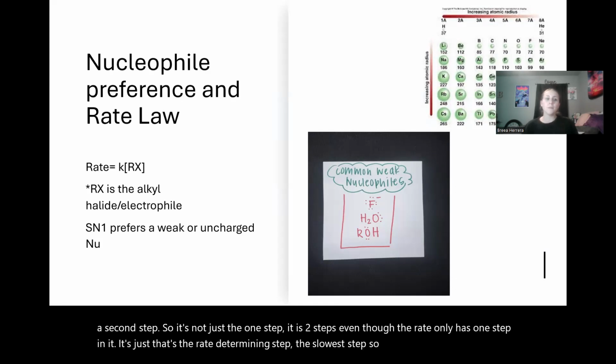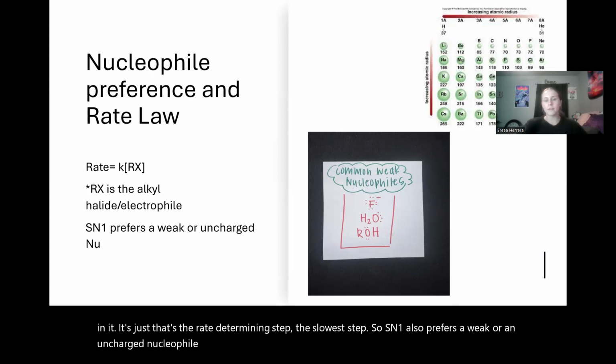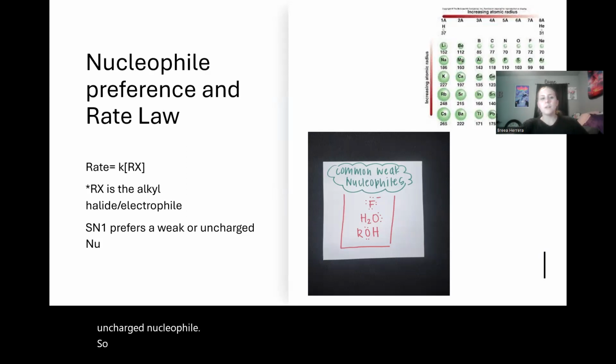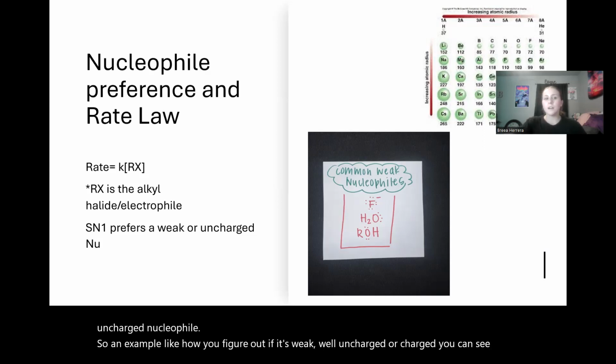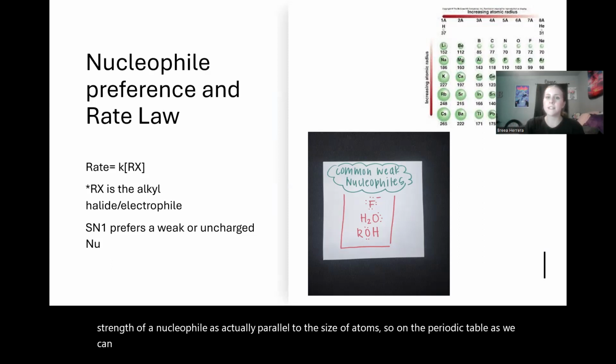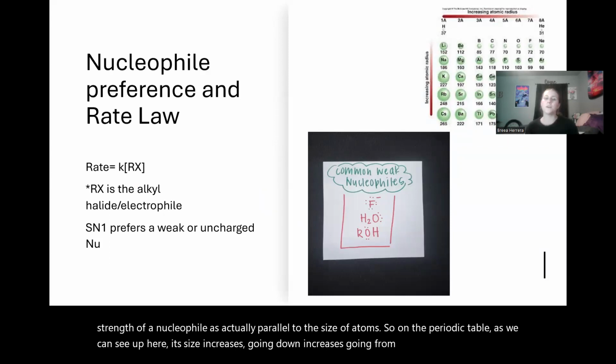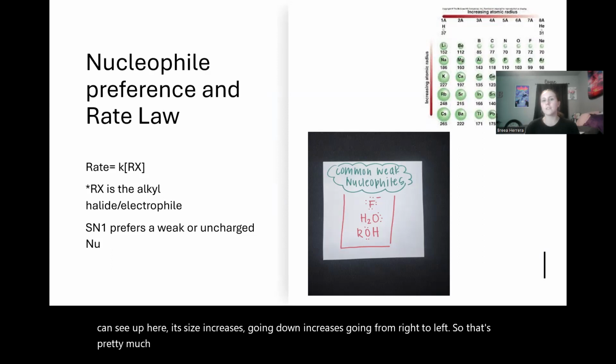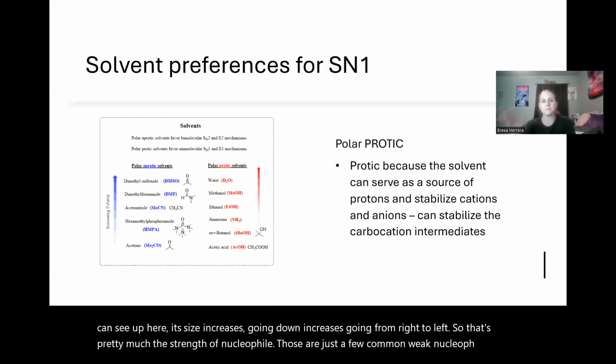SN1 also prefers a weak or an uncharged nucleophile. So how do you figure out if it's weak, uncharged or charged? You can see the strength of a nucleophile is actually parallel to the size of atoms. On the periodic table, as we can see up here, size increases going down, and increases going from right to left. So that's pretty much the strength of the nucleophile. Those are just a few common weak nucleophiles that we're going to see.